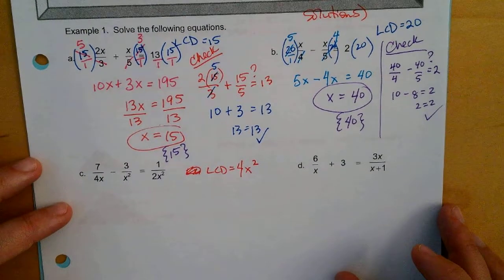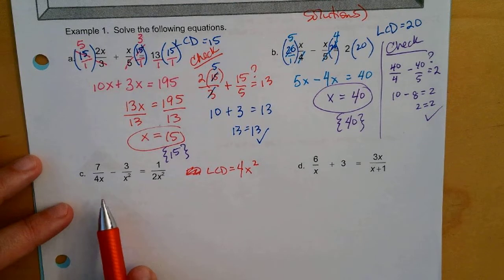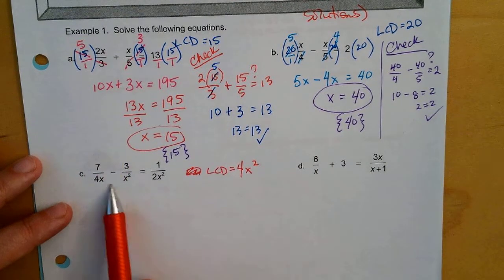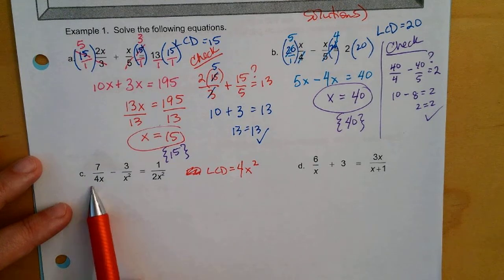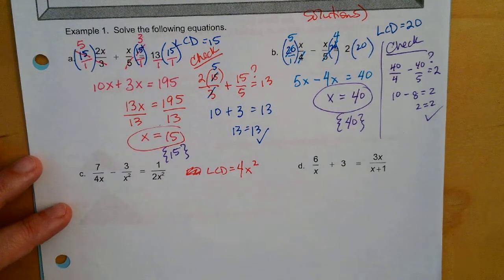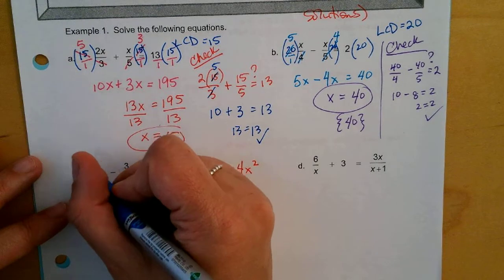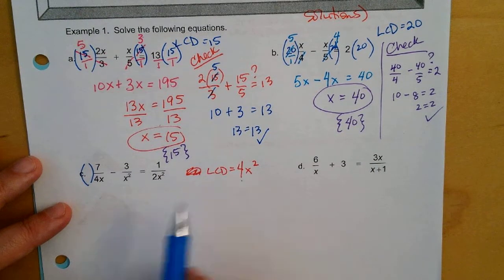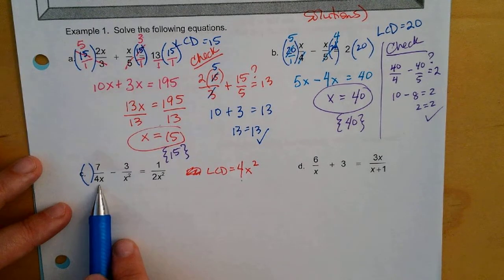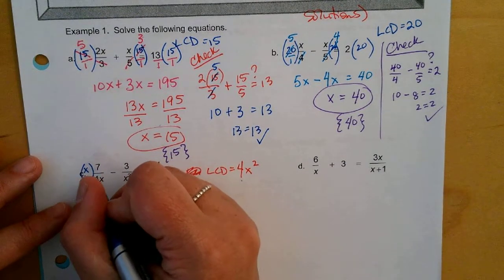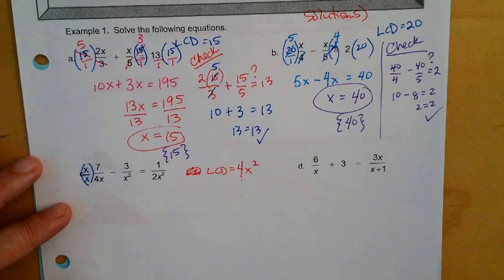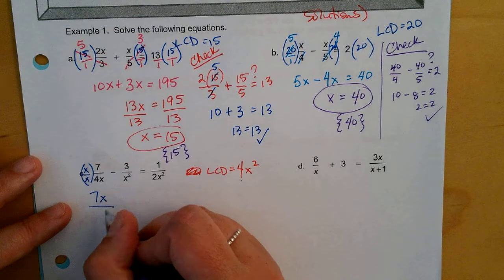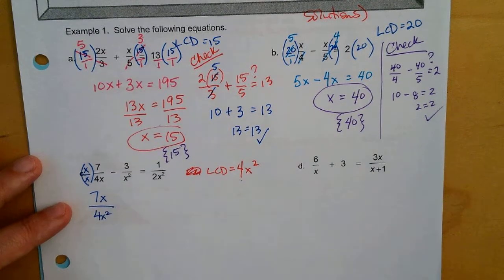So now, there's a couple of different ways I can do this. I can do the same kind of cross cancel here, but another way of doing this is like, what would I have to multiply by in order to get this to have the lowest common denominator of 4x squared? What is this missing? An x. So if I multiply by x over x, I'm basically multiplying by 1. I would get 7x over 4x squared.